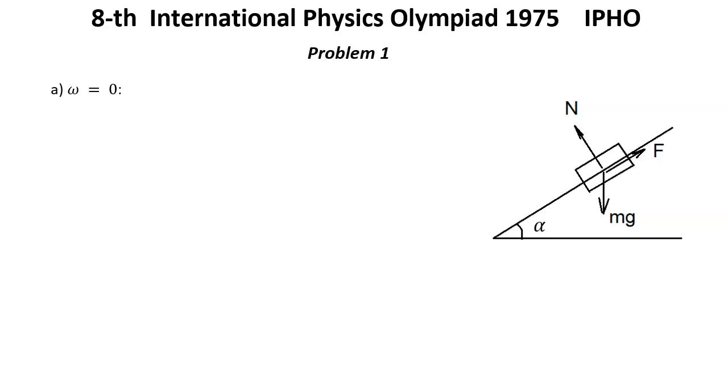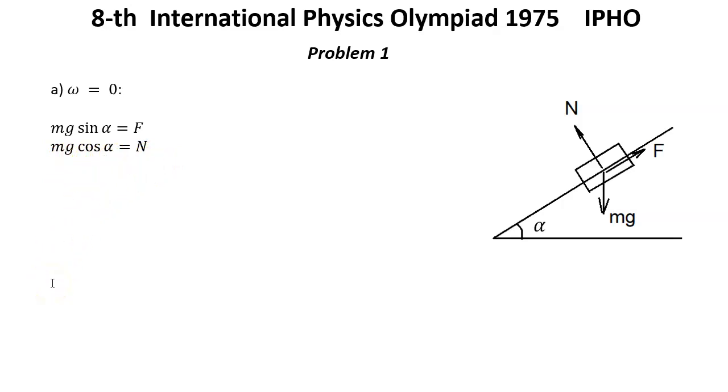Solution for problem number 1. Let's check the first case A, when omega equals 0. In that case we have two equations for the free body diagram. We suppose that our body is not moving. In that case, in a direction parallel to the slope, we have mg sine alpha equal to the force of friction, and perpendicular to the slope, mg cosine alpha equal to the normal force.